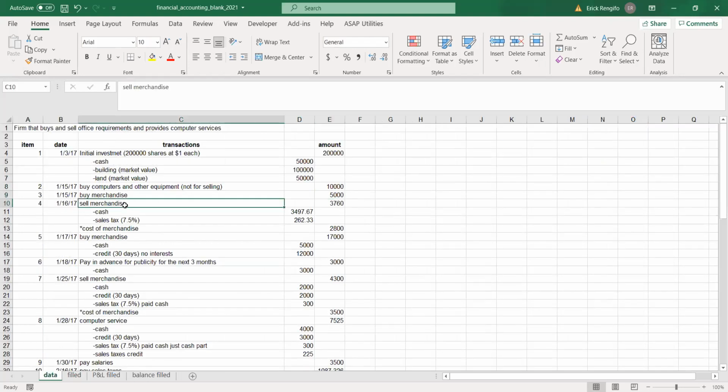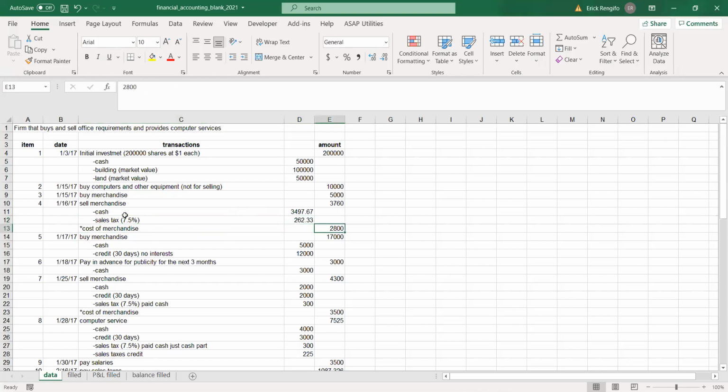This is interesting. I sell merchandise. Here you need to pay a lot of attention, guys. When I sell merchandise, I receive cash and sales taxes. So this 3,760 is made of 2 things: my cash that comes to me and the sales taxes that equal 7.5%. Got it? So remember, these sales taxes I'm collecting only in the name of the state, of the country, of the IRS. This money is not my money. I need to pay this money. It's going to be a liability. I collect the money, but I need to have this as a liability. Got it?